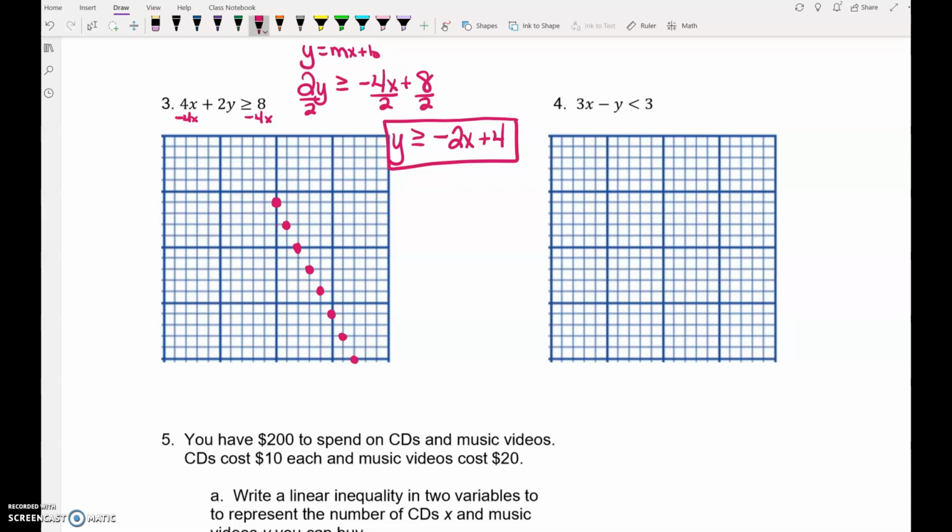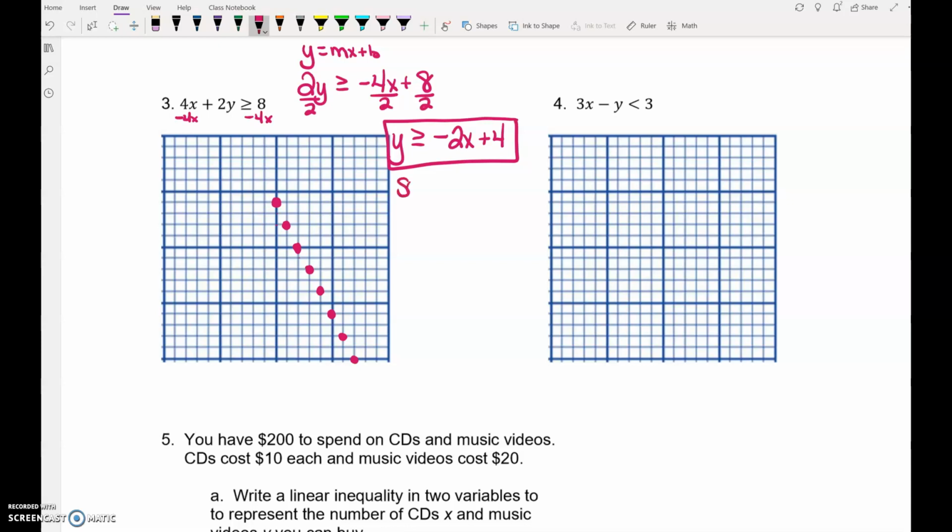I like to cover the graph with the dots. That way it's easier to draw my line in. If you are using a straight edge to draw this in, just extend it over the whole graph. It makes it easier to shade if you don't have a tiny little mini line drawn. Okay, so we got the line dotted in.